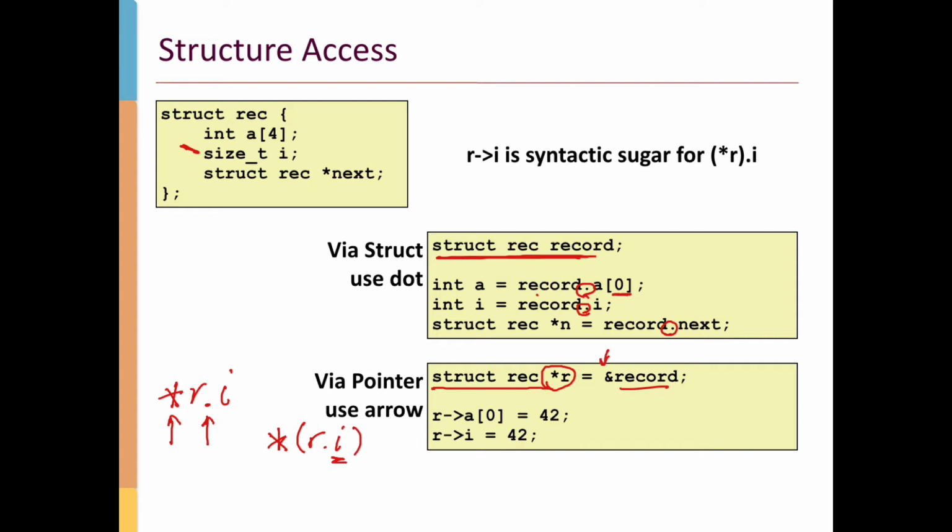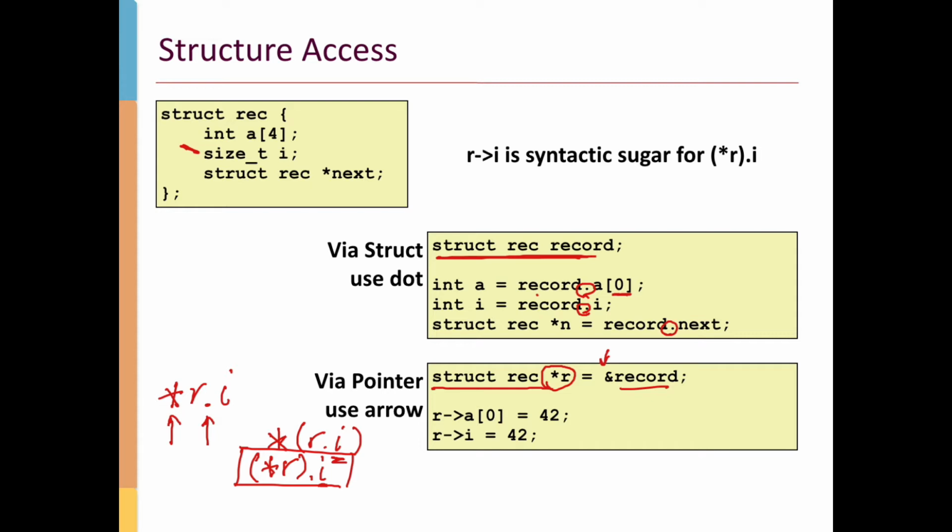Instead, what we really want to do is have it bind the opposite direction. We'd really like to be able to say we want to have star r, dereference that pointer r, and once we've dereferenced it, then grab the I element out of that structure. So that's really what we want when we're trying to access an element within a record or a structure that's pointed to by variable r.